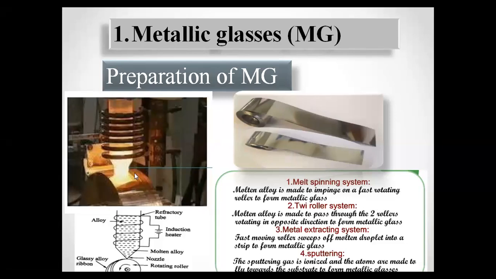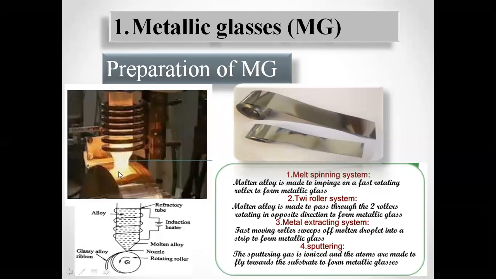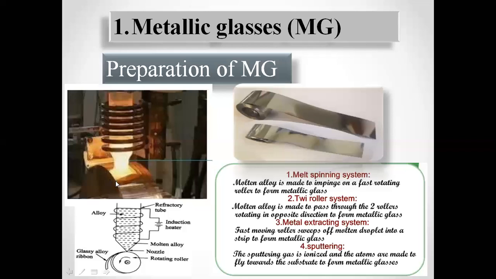So this is how you can prepare your metallic glasses. You have a refractory tube, a heater, and a condenser. This is like a rotating roller where the temperature is very low. You can cool this by passing chilled water.